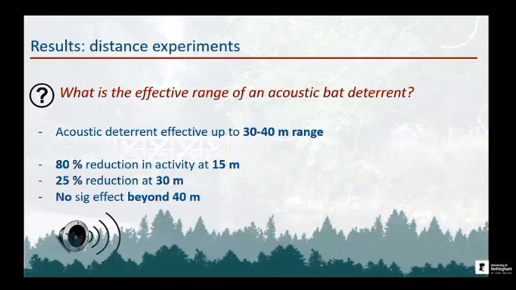So to summarise, we get that 80% reduction nearer the deterrent, that drops to 25. And another study that I've done has shown that there is no significant effect of the deterrent beyond 40 metres. So we get this about 30 to 40 metre range that the deterrent is effective up to. And that's for this specific speaker in this specific scenario.